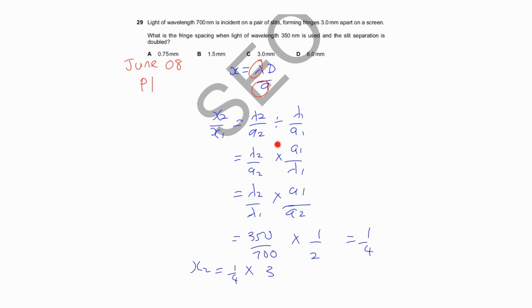So then you can cross multiply and group them together, so you get lambda 2 over lambda 1 times a1 over a2. Now you substitute the new wavelength and the original wavelength. They didn't tell you exactly what's the a, but they did tell you the slit separation is doubled. So a1 over a2 is 1 over 2. So you get 1 over 4, and don't forget to bring your x1 over if you want to find the new fringe separation. So bring your x1, which is 3 mm over, so then you will get 0.75 mm, which is the answer to a.